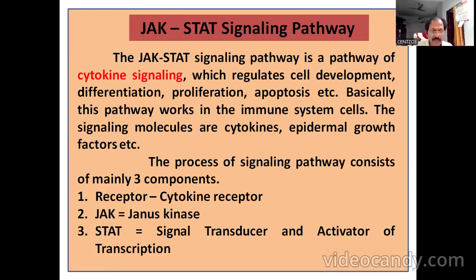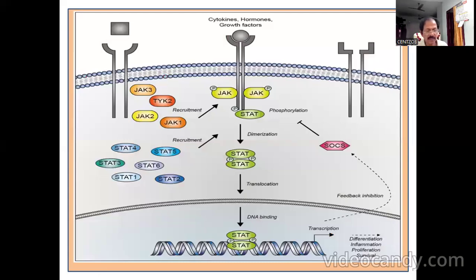The main components in this pathway are mainly of three types. The receptor is a cytokine receptor, then JAK, Janus kinase, then STAT, that is what we call signal transducer and activator of transcription. Okay, so we can start the signaling pathway.